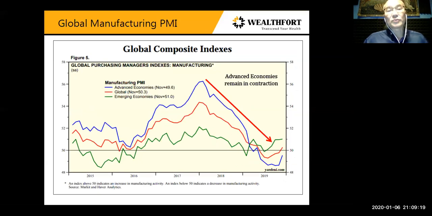Then if you look at the global manufacturing PMI, you can see that advanced economies is in negative. And that is mainly from the European countries. Yeah, emerging economies are pushing it up, okay, so that the global index is just slightly above 50. But generally, it's still on a downward trend. So whether this uptrend would go up or come down again remains to be seen over the next few months.